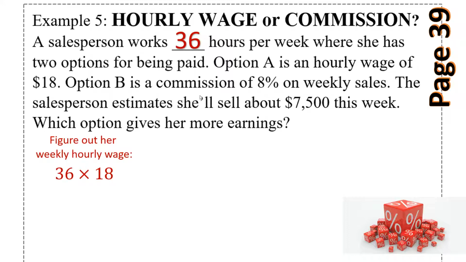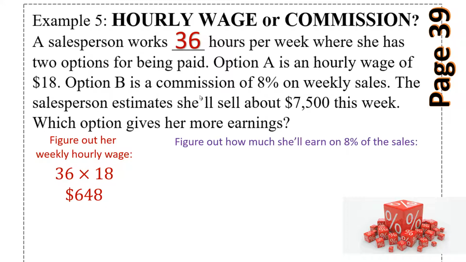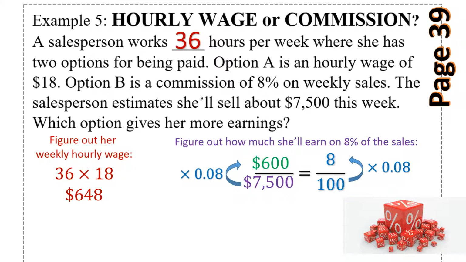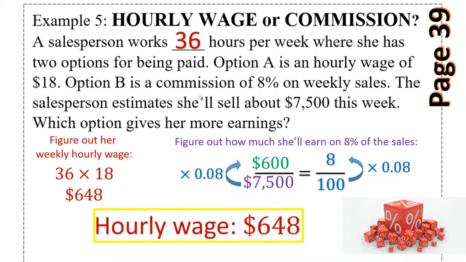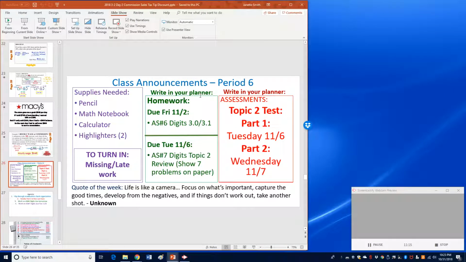So the hourly wage is 36 hours times $18 per hour. So that's $648. On the commission, 8% of $7,500 is $600. So therefore, the hourly wage in this case is going to earn more money. And that's it for this lesson.